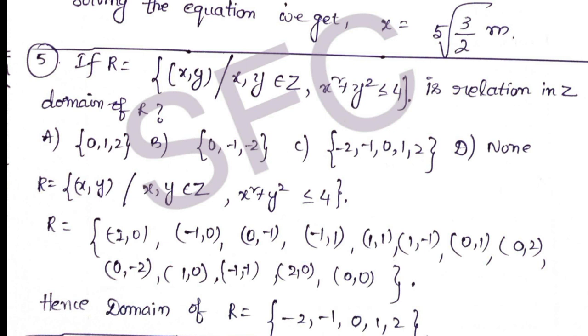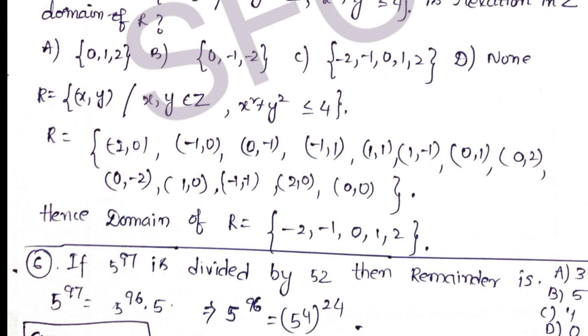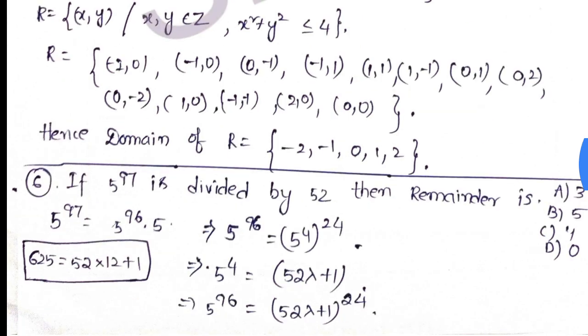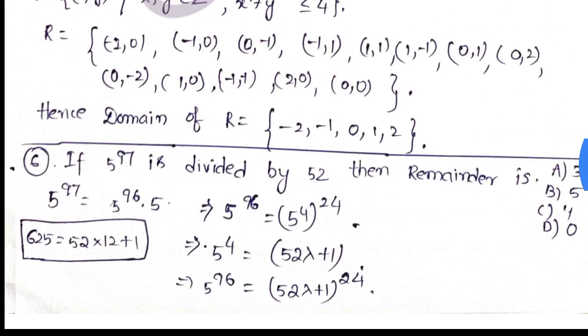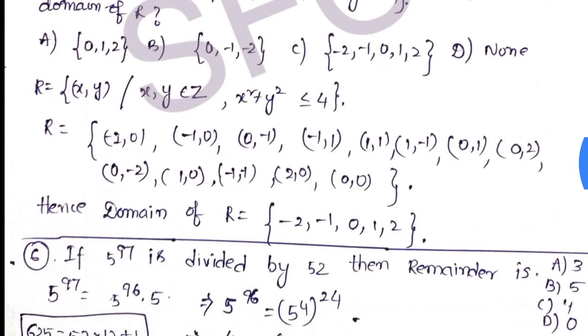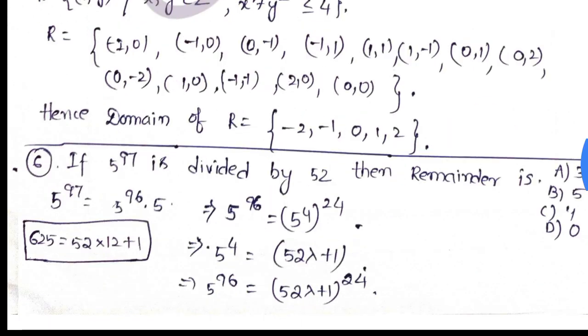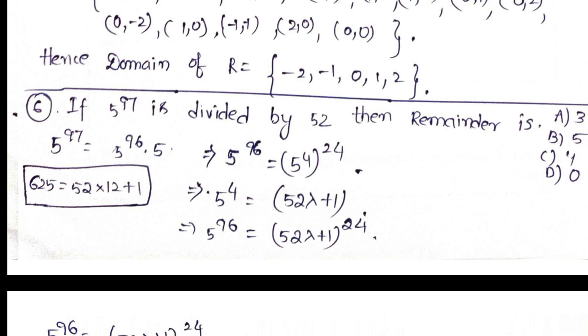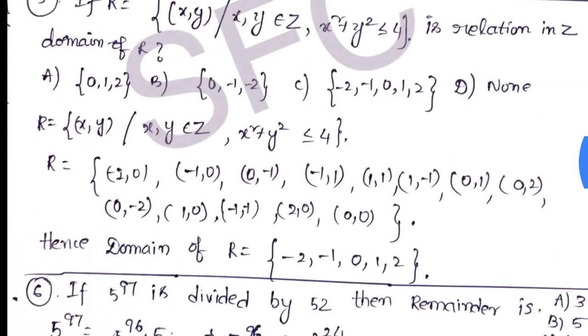So if you take minus 2, the other one is 0. The eligible coordinates are as given. From this we can write the domain of R as minus 2, minus 1, 0, 1 and 2. That's all, because we can't take 3. If we take 3 as one of x or y, we will get 9, which is not less than or equal to 4. So the option is C.